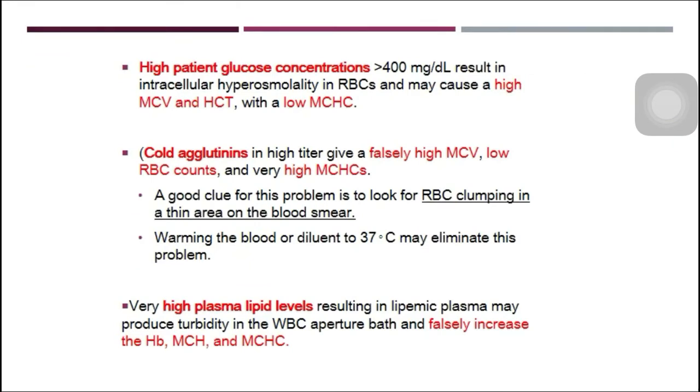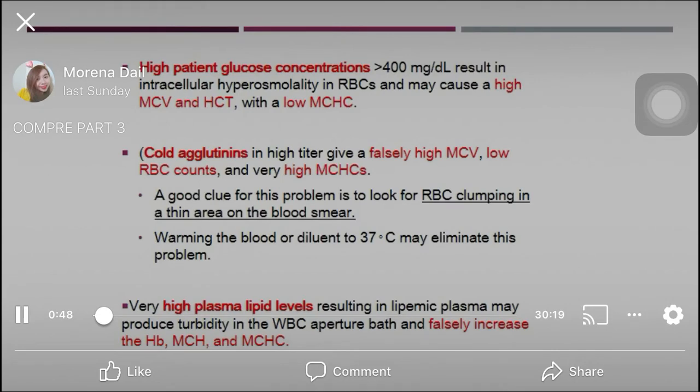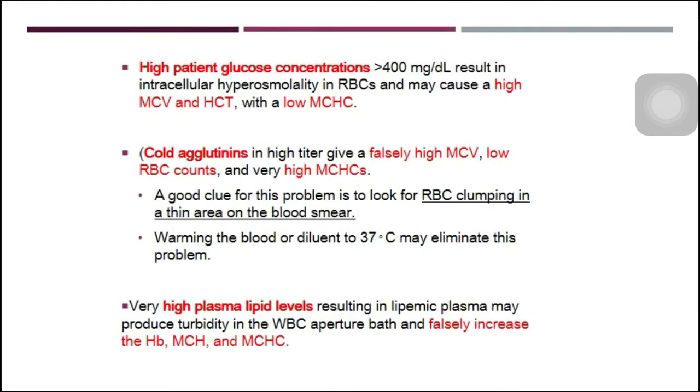So these are usually the causes of some errors in the automated machines. We have, for example, high patient glucose concentrations. Again, high patient glucose concentrations of more than 400 mg per dL may result in intracellular hyperosmolality in RBCs. So it may cause a high MCV and hematocrit but with a low MCHC.